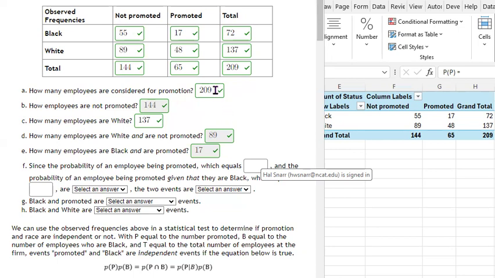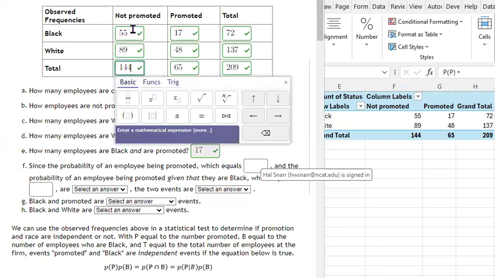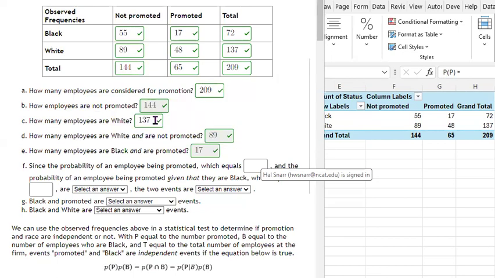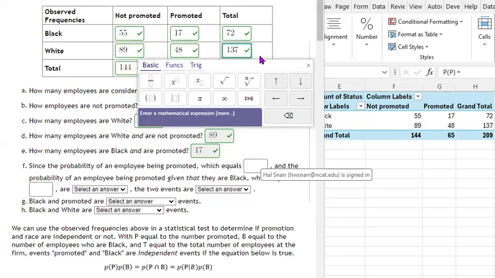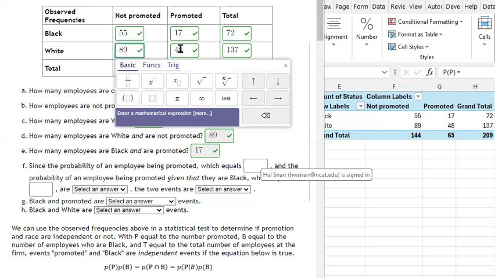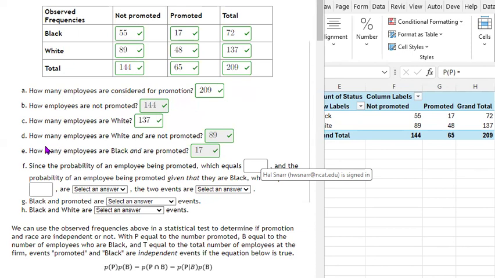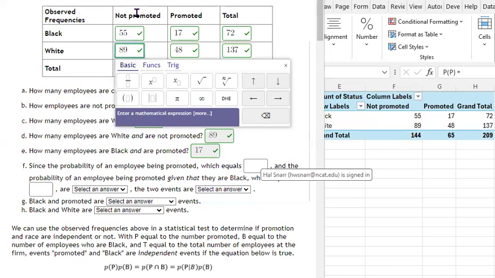So 209 right here is the number of employees that are considered for promotion, right? Because 144 were not promoted and 65 were promoted. So that's 209, right? And then 144 is the number of employees that were not promoted, the total of this column. And then 137 is the total number of white employees considered for promotion. 89 weren't promoted, 48 were promoted. How many employees are white and not promoted? Well, that was 89, right? Not promoted and white, 89.